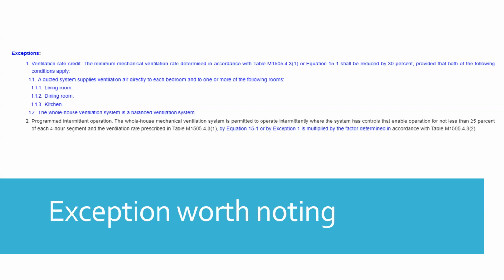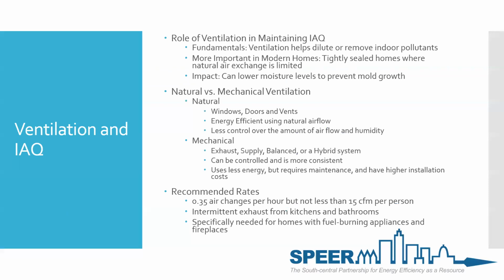As I said a second ago, 95% of the systems we see in Texas don't meet 1.2. And the second exception is programmed intermittent operation. The system is permitted to operate intermittently if it has controls that operate not less than 25% of each 4-hour segment and meet the ventilation rate in the previous table, or by the equation of ASHRAE 62.2. Those little standalone boxes or the Y8150s from Honeywell can run intermittently. What has to be determined is whether it's running 25% of each 4-hour segment of the day. If not, it doesn't meet that requirement, and they can't take that reduction either.